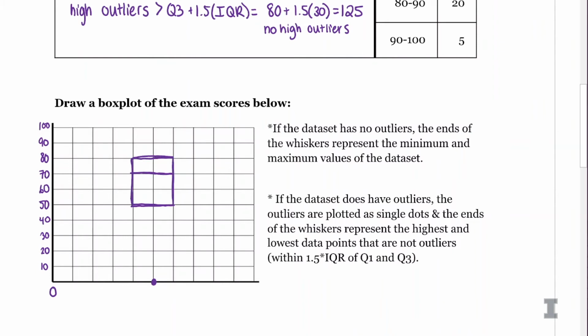The last part is that I want to go ahead and draw my whiskers. And it says right here, if the data set has no outliers, the ends of the whiskers represent the min and max. So for the high outliers, we didn't have any. So I can draw my top whisker all the way up to 100 to represent my maximum value. And then my bottom whisker, I did have a low outlier. So it says if the data set does have outliers, the outliers are plotted as single dots, which we did. And the ends of the whiskers represent the highest and lowest data points that are not outliers.